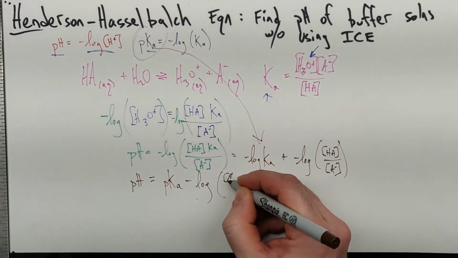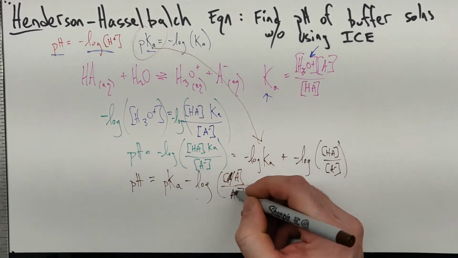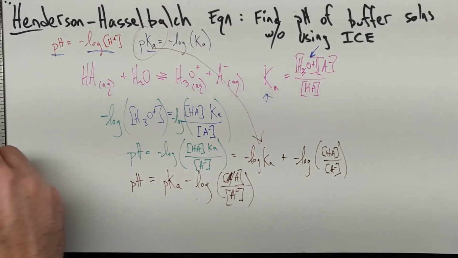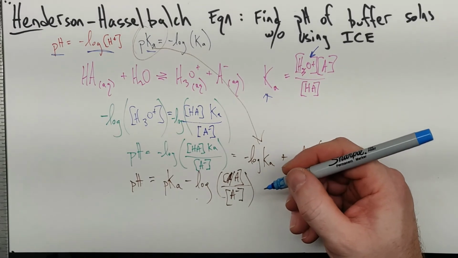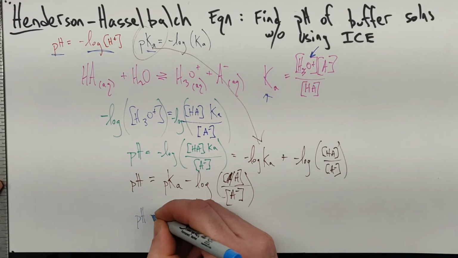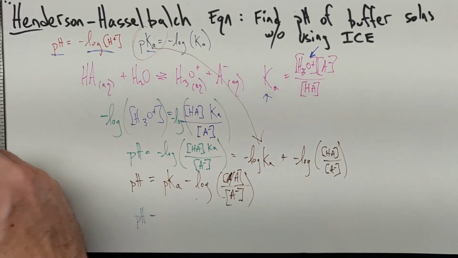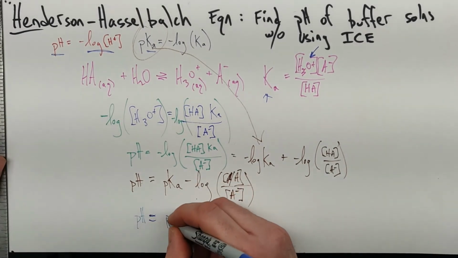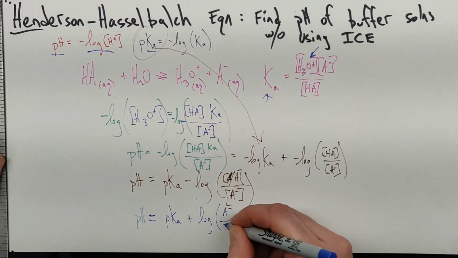concentration HA over A minus. And we can simplify that even more. It's a common thing to get rid of negatives when you have equations like this, and an easy way to do that is to flip the inside and the outside of the logarithmic expression. So we can then turn this into pH equals a new marker, our pKa plus the log of A minus over HA.